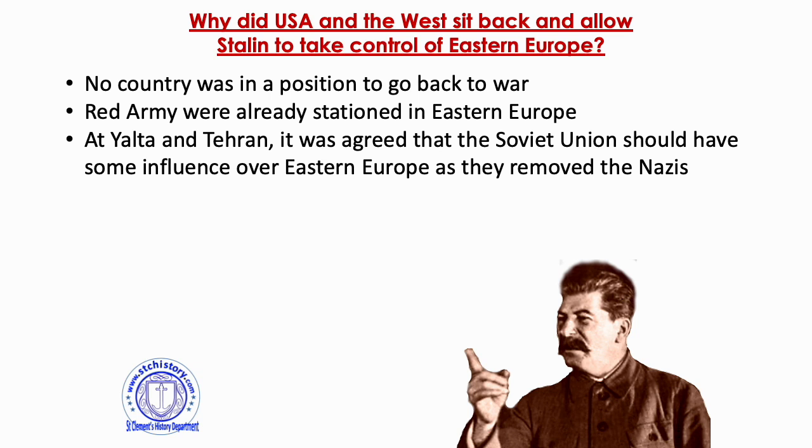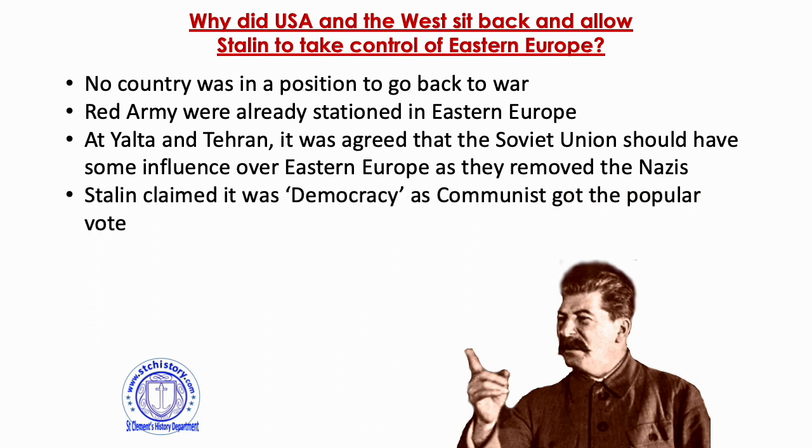And at Yalta and Tehran, it was agreed, remember, that the Soviet Union should have some influence. That was always part of the agreement, certainly in the short term after the war, because they helped remove the Nazis. So in that sense, that third bullet point here is probably the most important reason as to why we didn't do anything, apart from tut a lot, be a little bit worried, a little bit anxious, a little bit paranoid. But they're the main reasons why we didn't do anything.